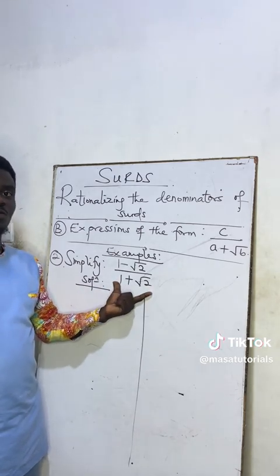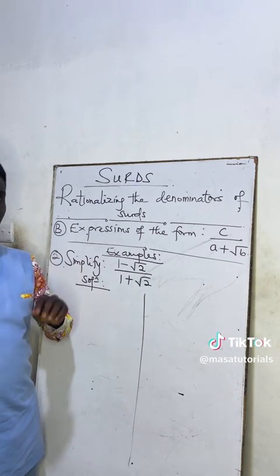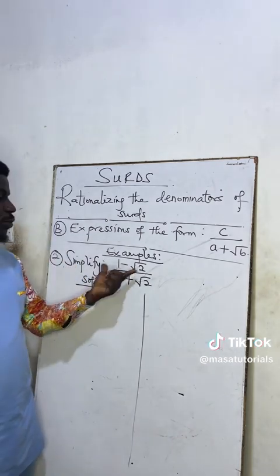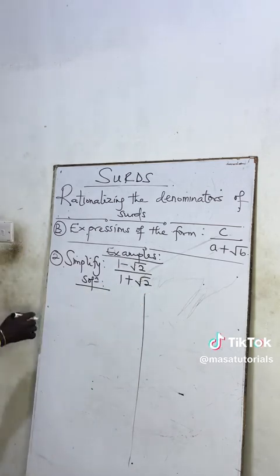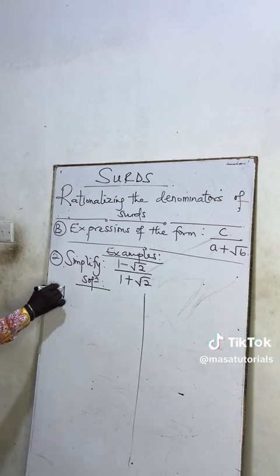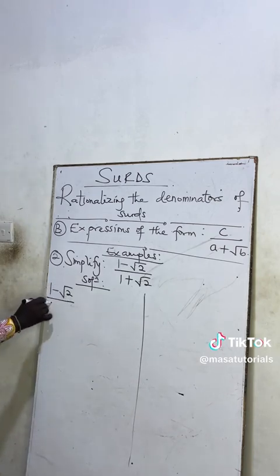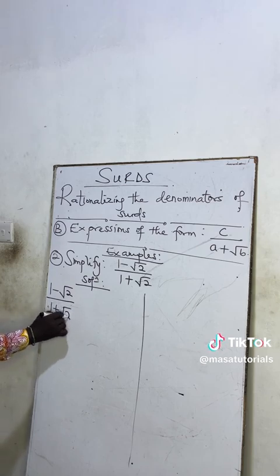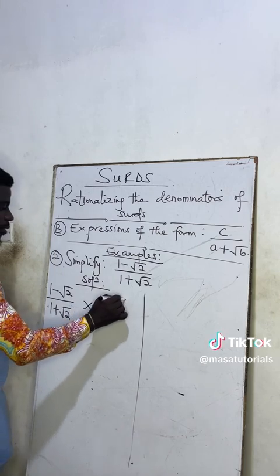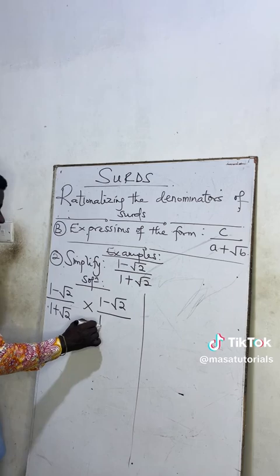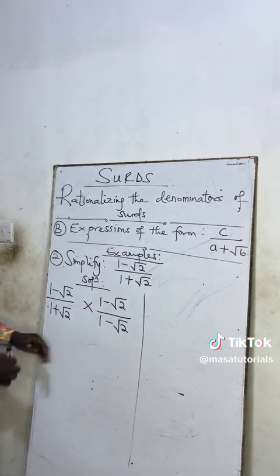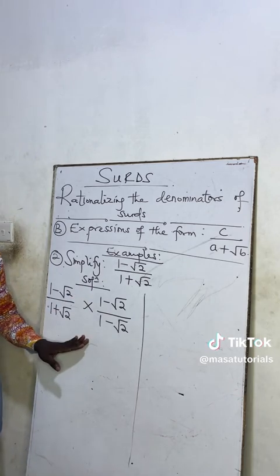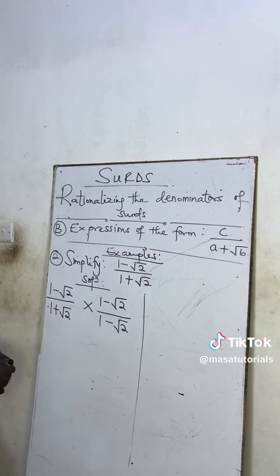So for this one, you have to find its conjugate. Then use the conjugate to multiply the numerator and the denominator itself. So we have (1 minus square root of 2) all over (1 plus square root of 2), times the conjugate, which will be (1 minus square root of 2) all over (1 minus square root of 2). So this is what we have.